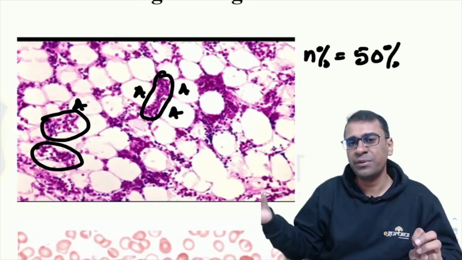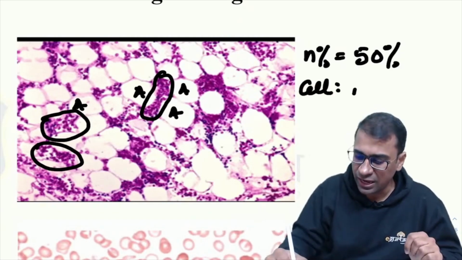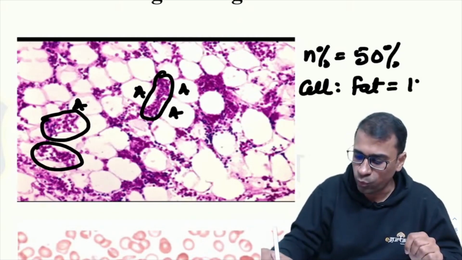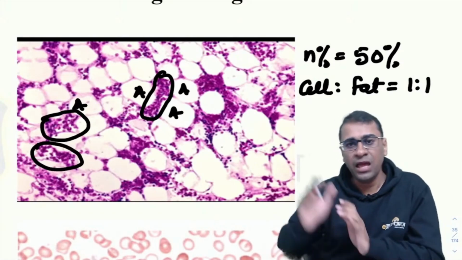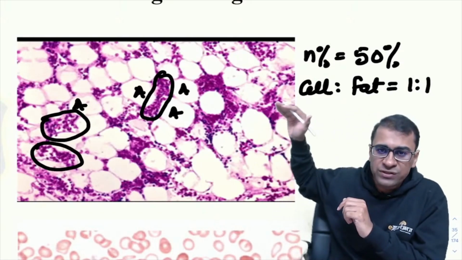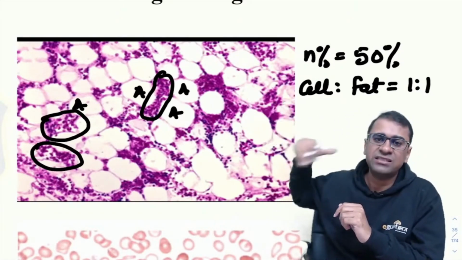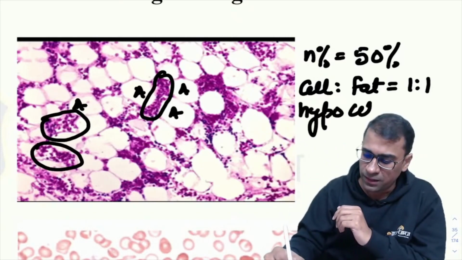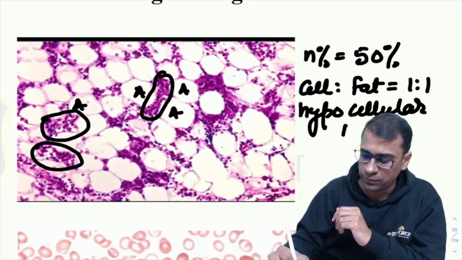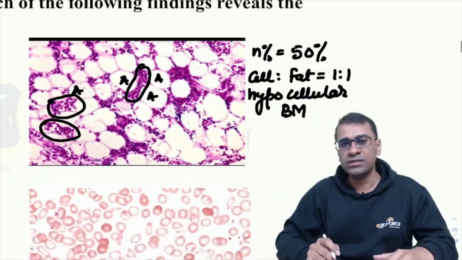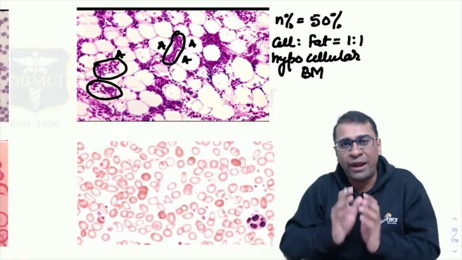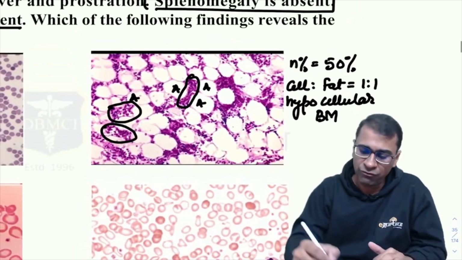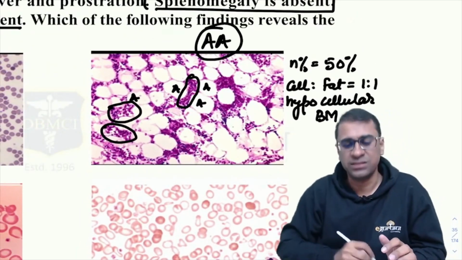What do I mean by 50%? I mean the ratio of cells to fat. It must be 1:1 normally. But in this case you can see the amount of cells has reduced and the fat has increased. And therefore it becomes a case of hypocellular bone marrow. And where do you see hypocellular bone marrow? It can be seen in aplastic anemia. This is the right answer.